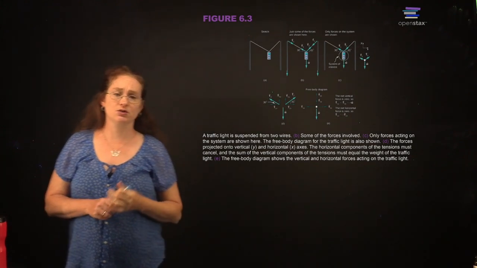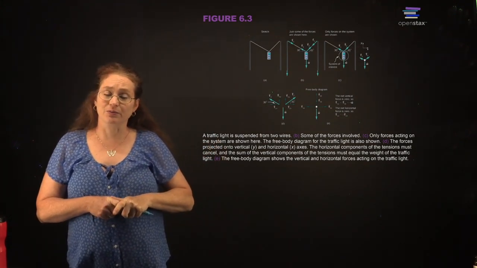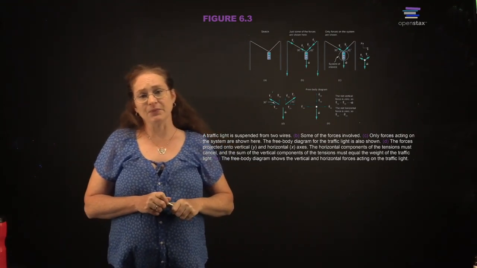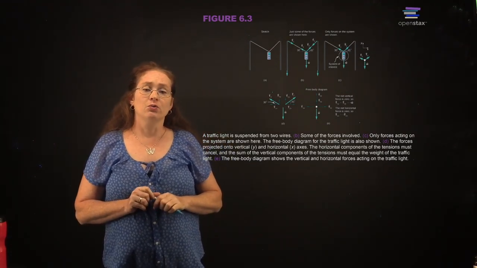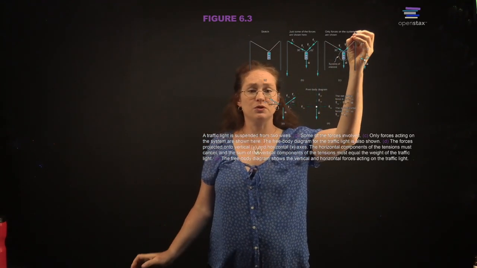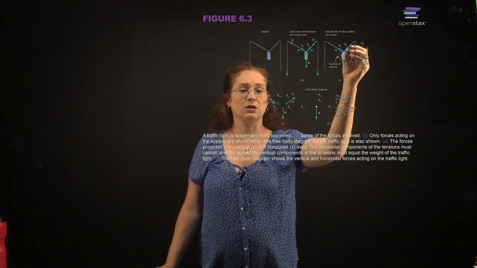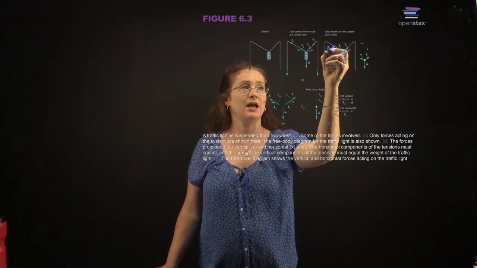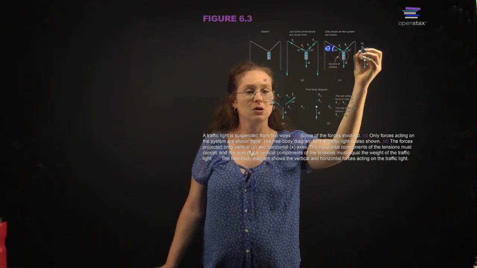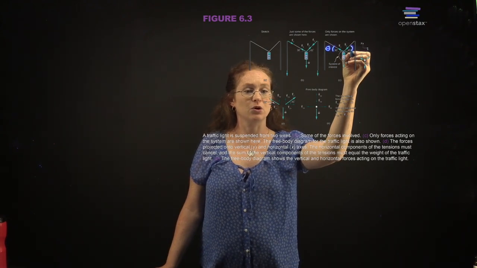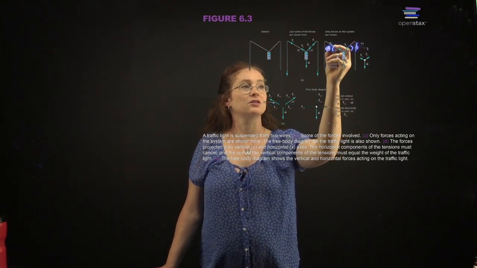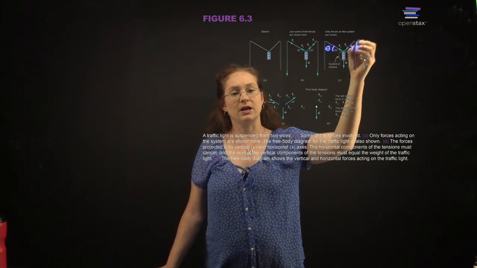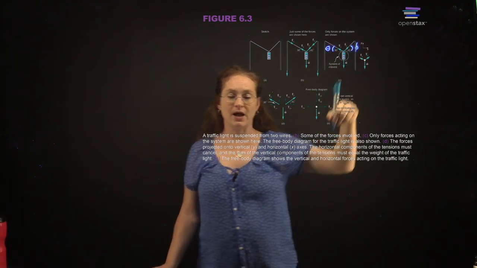So we're going to take these skills, and we're going to analyze a lot of different problems. Here's an example of one that you can use your skills on. You have a traffic light which is hanging from two ropes. I like working in variables until the very end, so we're going to call the angle of this rope theta. We are going to call the angle of this rope phi. This string is tension 1, this string has tension 2, and then we have the weight.